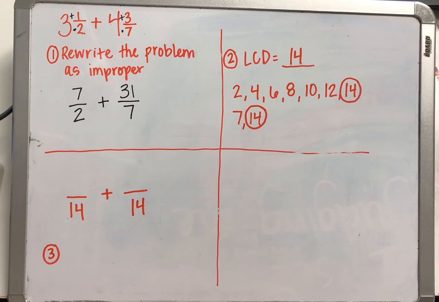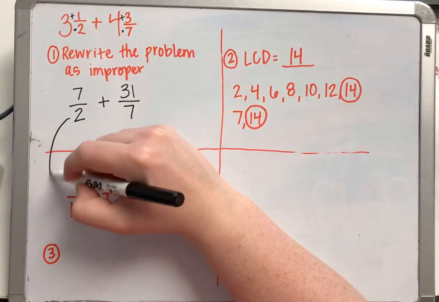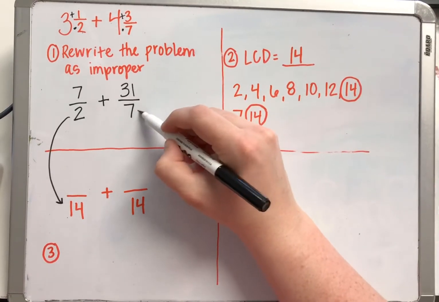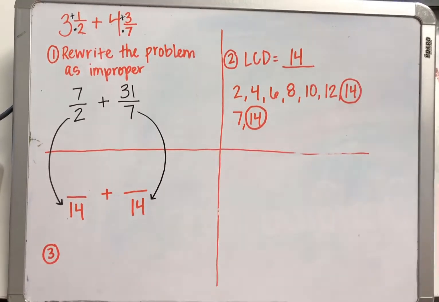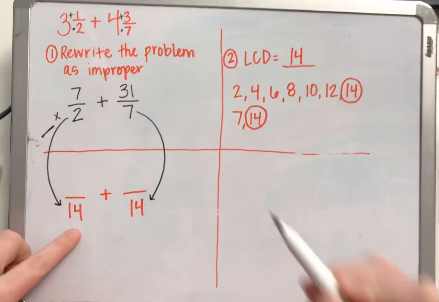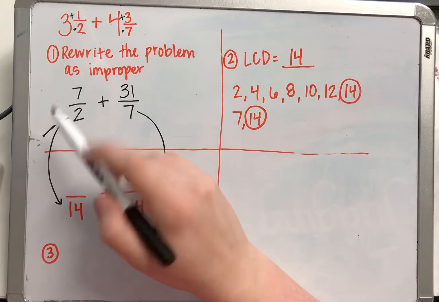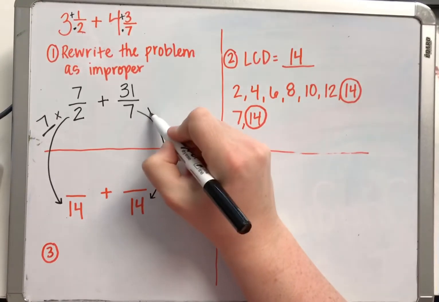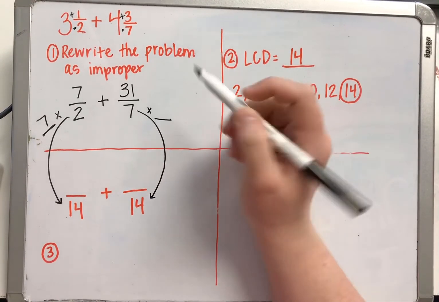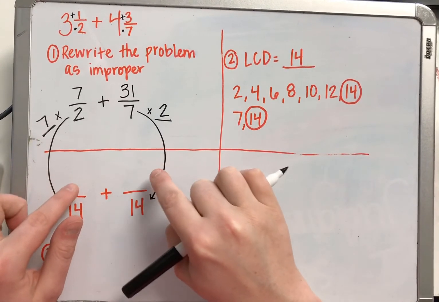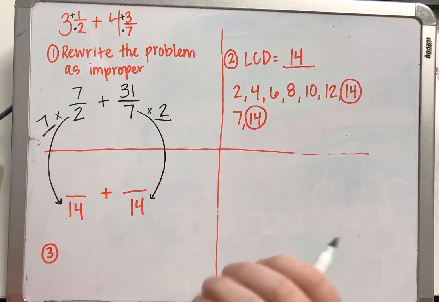What you're going to do now, and this is the part you got to really pay attention. You're going to draw arrows and connect your denominators. So I'm going to connect 2 to 14, then I'll connect 7 to 14. And we're going to ask ourselves, 2 times something gives me 14. Now we know 2 times 7 gives me 14. Over here, 7 times something gives me 14. We know that's going to be 2. So these numbers that I just found, they do not go in the numerator. You're actually going to use these. You're going to multiply with them.